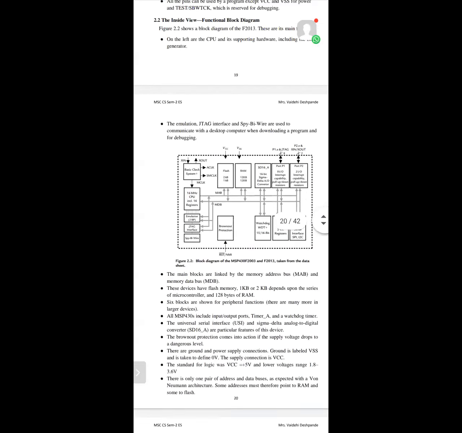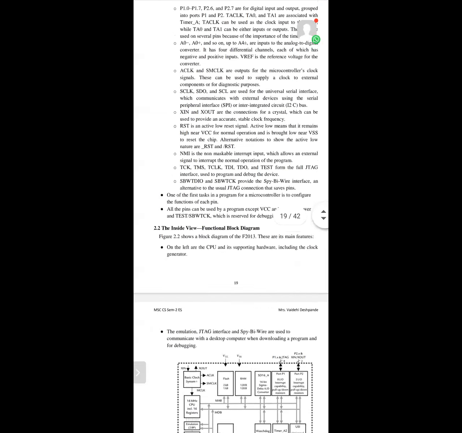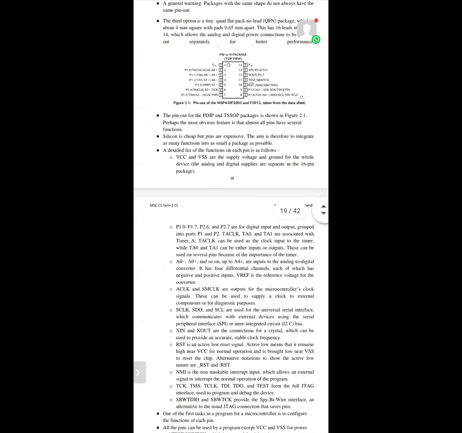So we will start with the second chapter, but before that, whatever we have done till now, does anybody have any doubt in that?